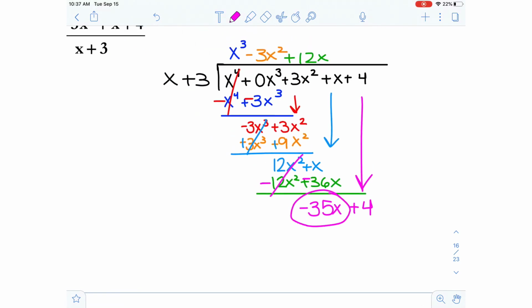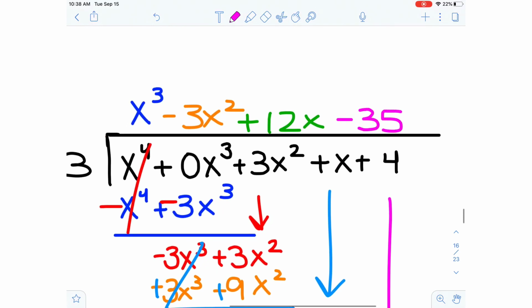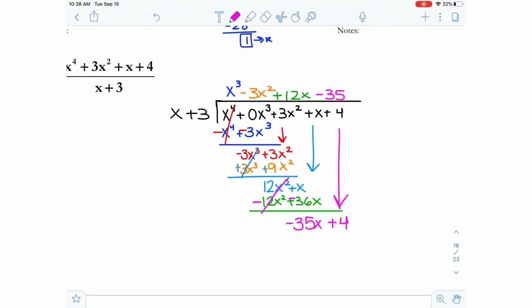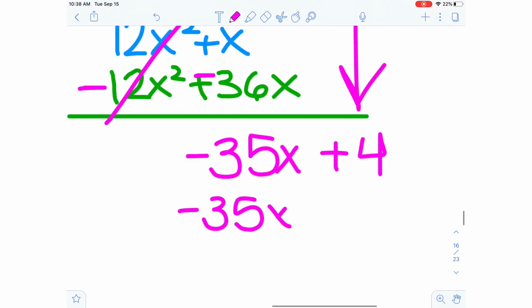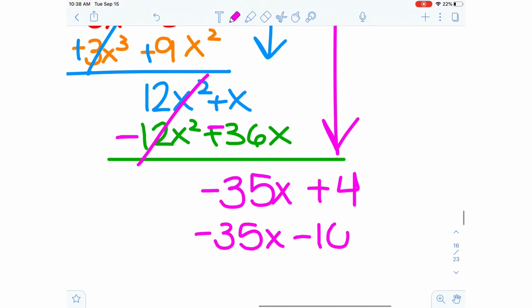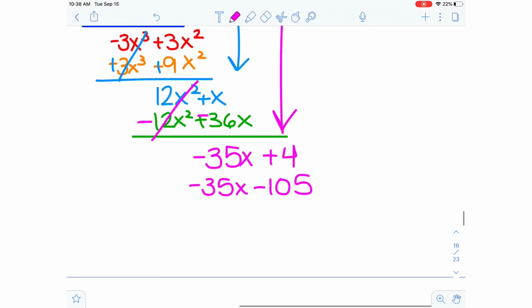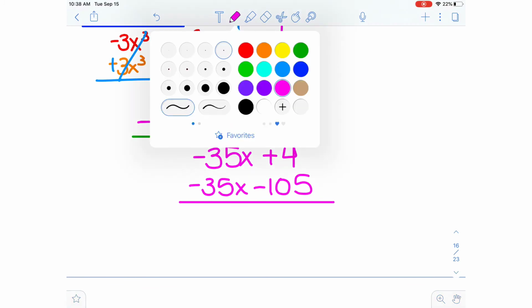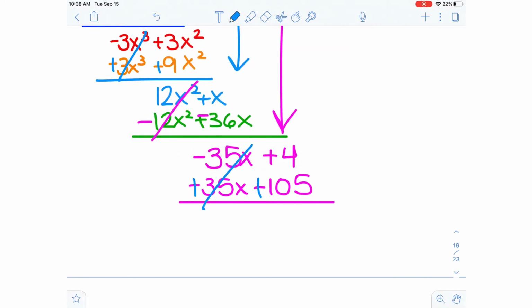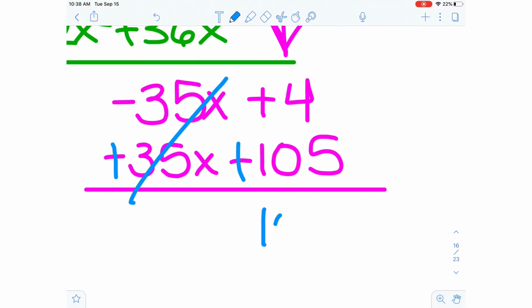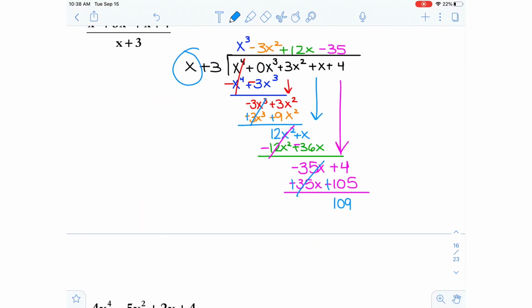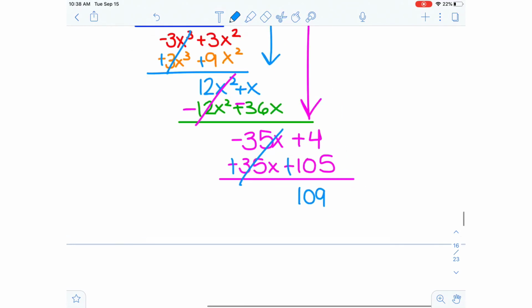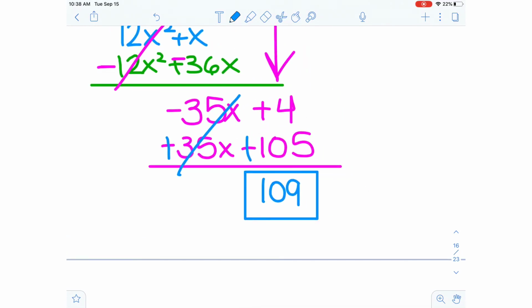And repeat. Negative 35x over x is just negative 35. Okay, multiply. So we get x times negative 35 is negative 35x. 3 times negative 35 is minus 105. Draw the line. Change both of the signs. 35x's cancel, and I'm left with 109. Now, x cannot go into 109. Okay, so I'm done. This 109 is my remainder.